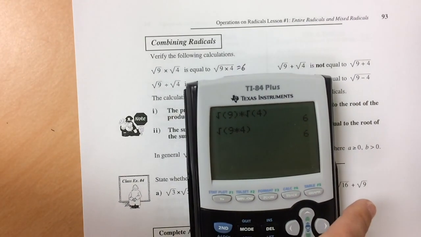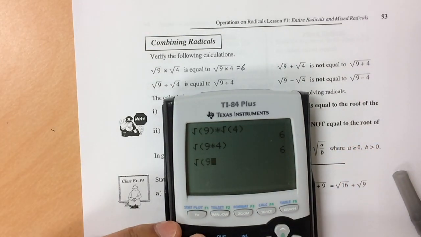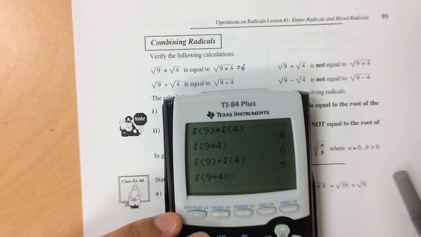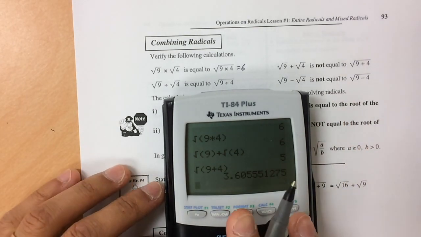Now, what if I do this? Square root of 9 plus square root of 4, I get 5. But how about square root of 9 plus 4? I get a completely different answer. So these are not equal.